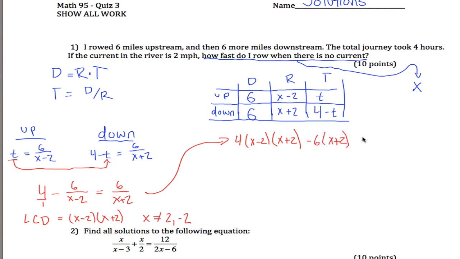And that's all because the x minus 2 that should go here will cancel out with this x minus 2 right here. Similarly, on the other side of the equation, we'll get a 6 times x minus 2 because the x plus 2 that should go next to it cancels out with this x plus 2 right here. Now we get rid of parentheses. The first thing we can get rid of is x minus 2 times x plus 2, which is x squared minus 4.